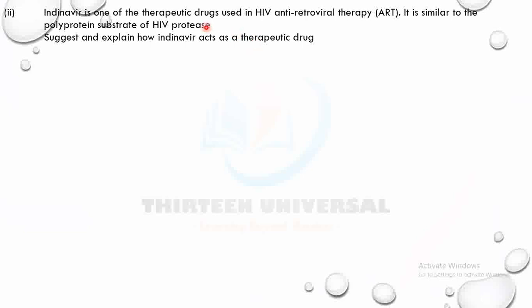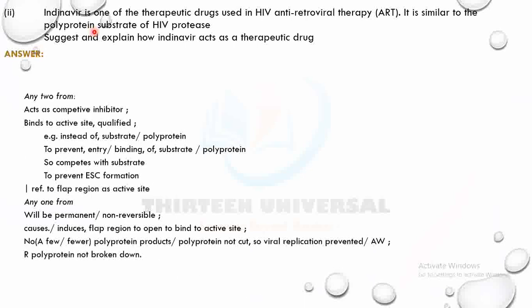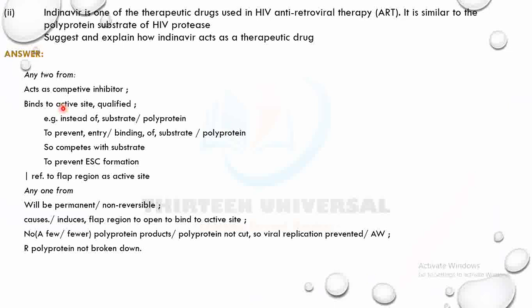Remember, they said it's similar to the substrate. That means it is competitive. So competitive inhibitors have a similar shape to the substrate, and then they bind to the active site and block the substrate. Okay, so that this polyprotein is not cut. So that's how Indinavir works. Look at it: acts as a competitive inhibitor, binds to active site instead of substrate, prevents entry of substrate. So competes with substrate to prevent ES complex formation. Will be permanent, not reversible.